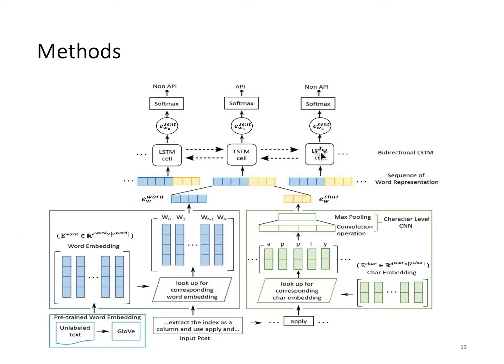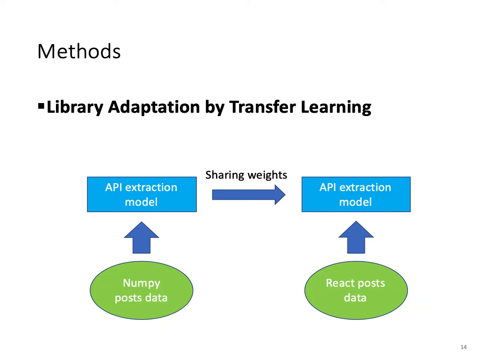This is the architecture of our model. Our model mainly uses three different feature embeddings. Firstly, we use the global word embedding to get the word level feature embedding, and we use the char-CNN to get the character level feature embedding. And we concatenate these two embeddings together and use the LSTM to get the sentence level feature embedding. And we use softmax to predict if a token is an API or not.